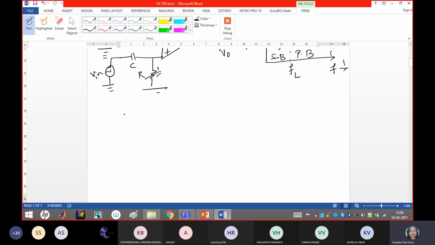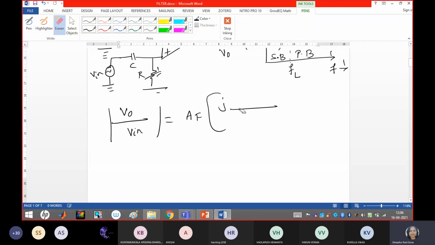Then what should be the voltage gain equation? Magnitude of V naught by V in can be written as, how we have solved, guys? Like that only, that voltage divider rule you have to apply. Now C is here, R is here, so we may get AF whole into j multiplied by F by FL, whole divided by 1 plus j F by FL.